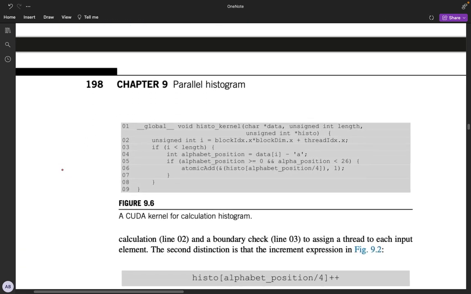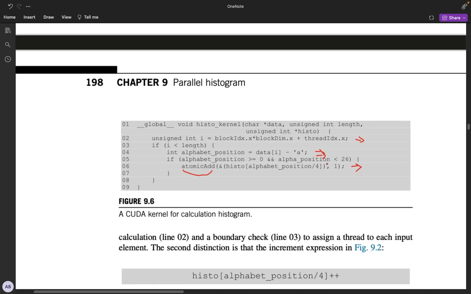Okay, now the CUDA kernel using atomic add is simple. We just use atomic add, and the rest is very similar to the serial code, where every thread calculates the position it has to operate on, calculates the data, the alphabet position, and does an atomic add on it.